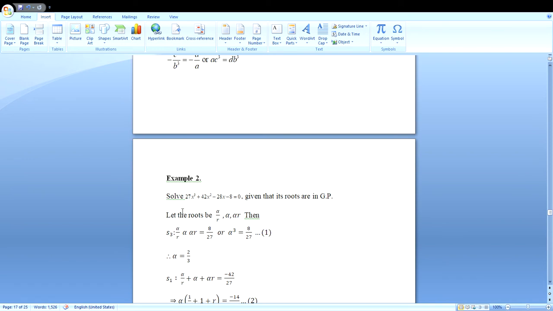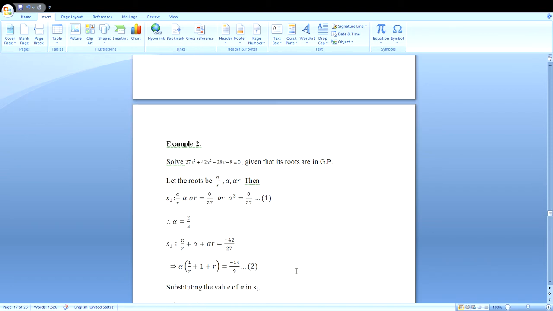Example 2. Now solve 27x cube plus 42x square minus 28x minus 8 equal to 0, given that its roots are in GP. Since they are in GP, let the roots be alpha by r, alpha, alpha r. Then using the relation between roots and coefficients, taking S3, that is the product of all the roots, alpha by r into alpha into alpha r equal to minus a3 by a0, that is 8 by 27, or r gets cancelled and we have alpha cube equal to 8 by 27. Alpha is 2 by 3.